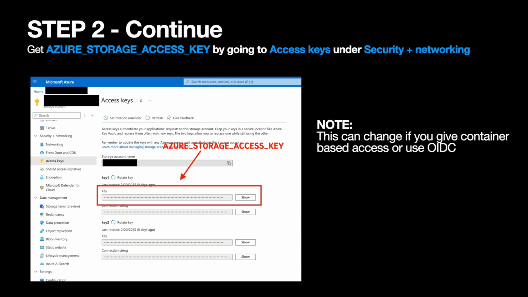Next, we want to get the access key. This is again not the best way to do it. I would suggest you look into OpenID Connect or even the container key option, but this is just easy to start with. So by looking inside under Security and networking, you'll find Access keys. You can just reveal it and copy that access key, and then you can set that as the value for AZURE_STORAGE_ACCESS_KEY.